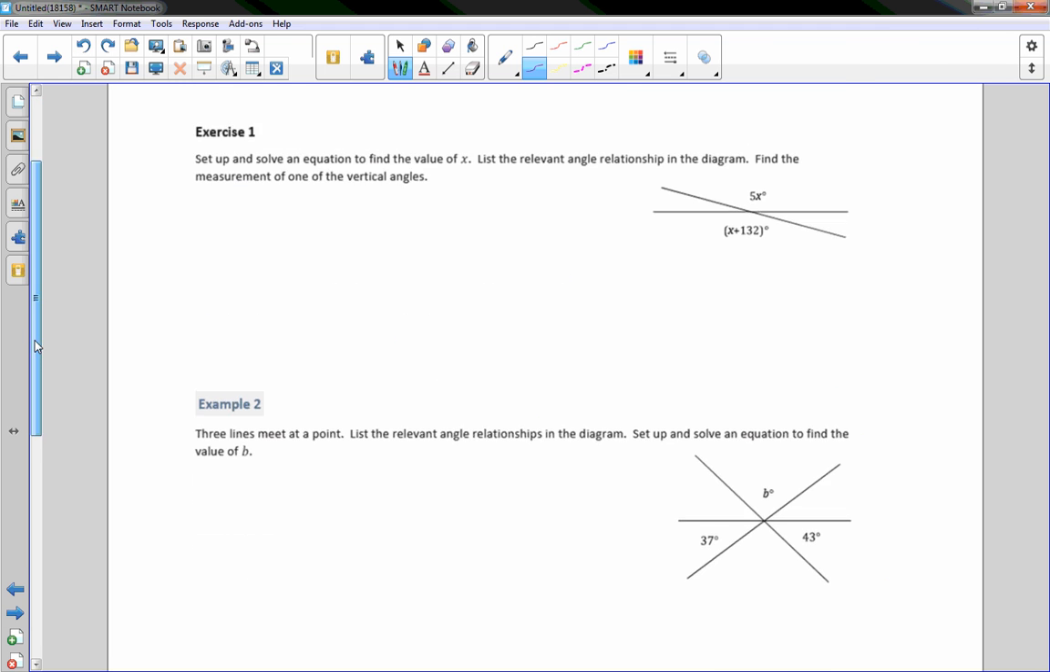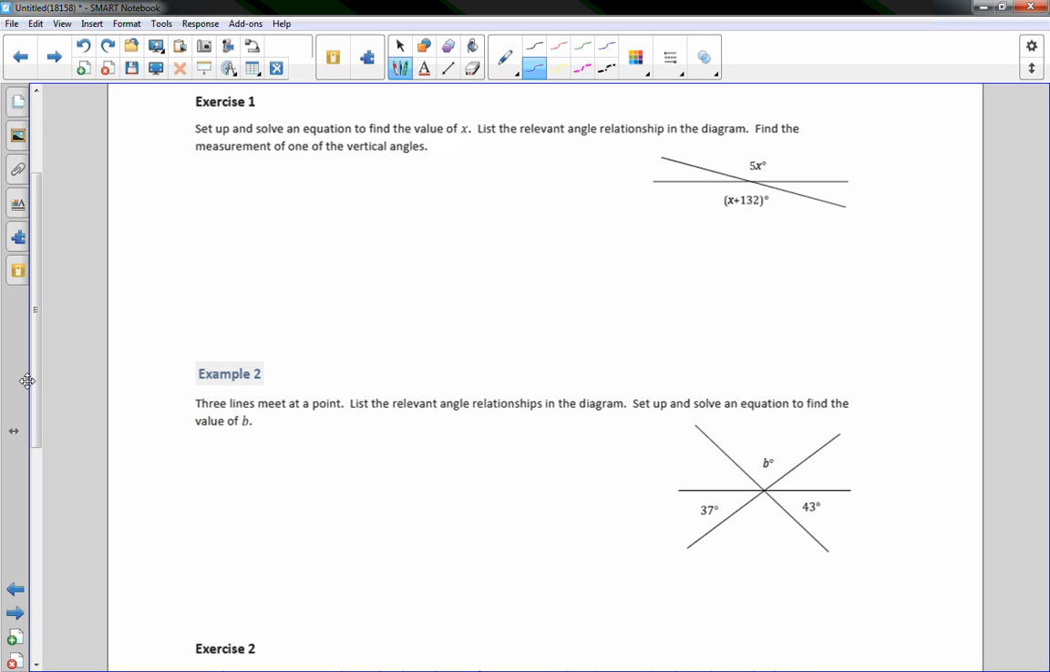Exercise 1. Now it's your turn. Pause the video. See if you can solve this. Then unpause the video and see how you did. Okay, so it says set up and solve an equation to find the value of x. Again, we have 2 lines that meet at a point.